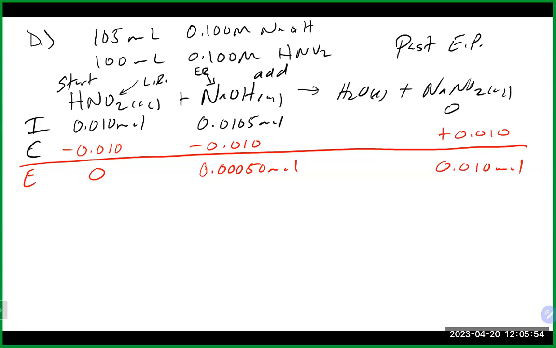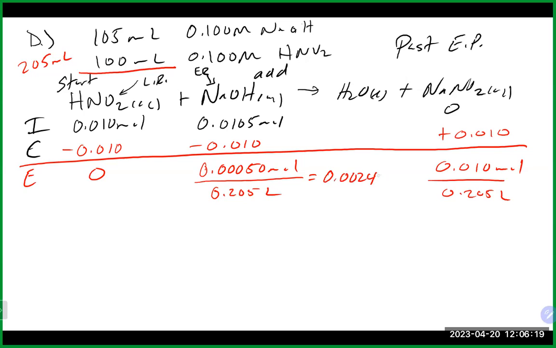Our total volume at this point obviously is just adding these two together. That's going to give us a total volume of 205 milliliters. So we'll divide by 0.205 liters. 0.0005 divided by 0.205 is going to give us 0.00244 molar. And 0.01 divided by 0.205 is going to give us 0.0488 molar.